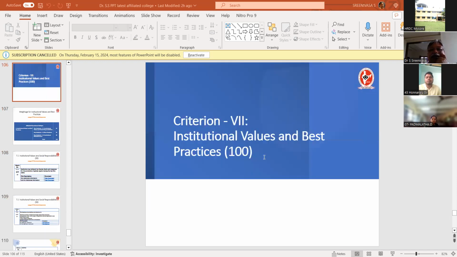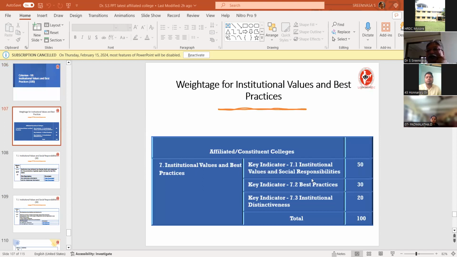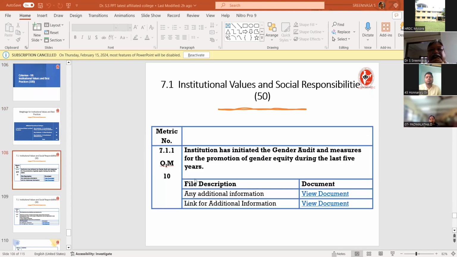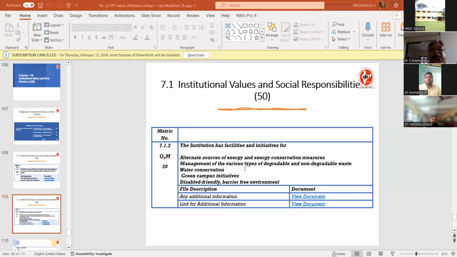Then I will move on to the last criteria, that is the 7th one: institutional values and responsibilities, best practice and institutional distinctiveness. It's 100 weightage. Institution has initiated gender audit and measures for the promotion of gender equity. So it is a qualitative metric: how gender equity is maintained in the institution. That's a question that can be answered.